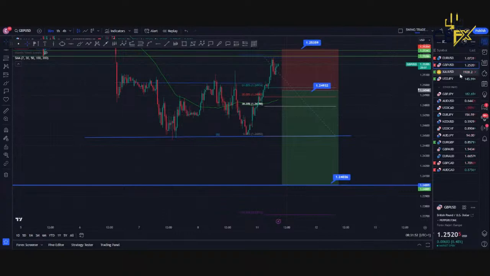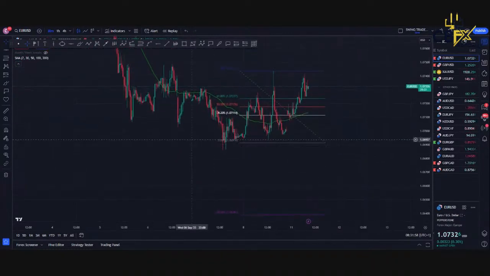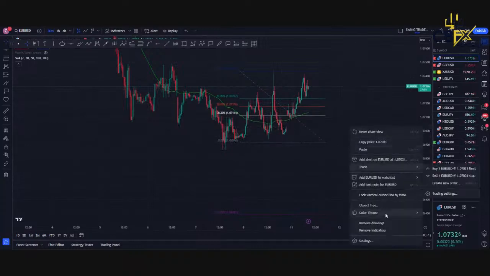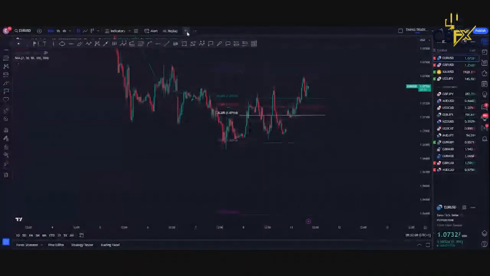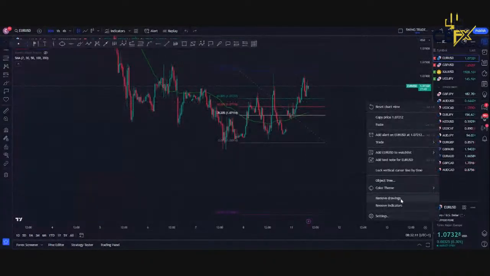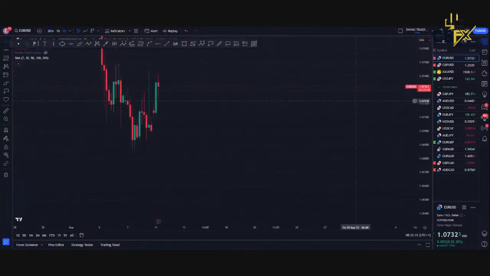Let's move to Euro USD. Now, on Euro USD, there's a lot of complications with this pair right now, but I will explain what I'm expecting. First of all, I'm expecting a sell on Euro USD. So let's go to the 4-hour time frame again.